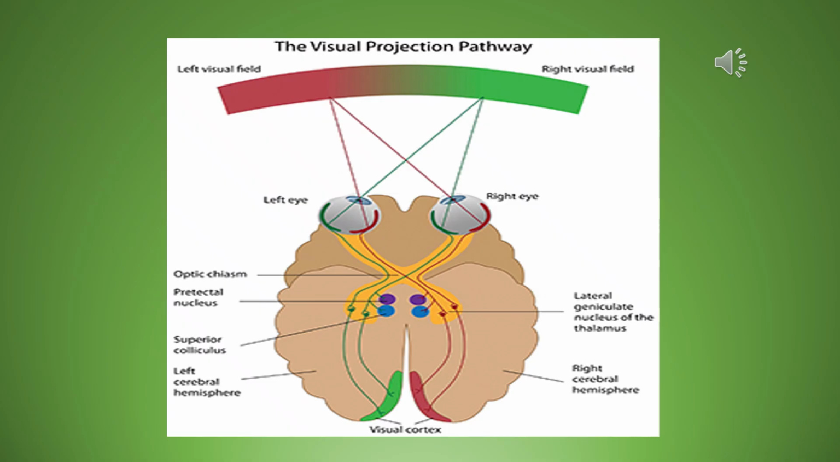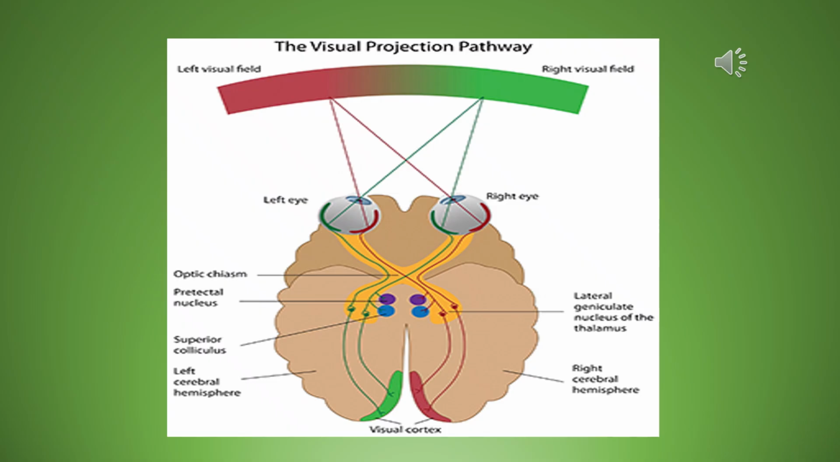The optic radiation will send axons to the visual cortex. The visual cortex is located in the calcarine sulcus of the occipital lobes. That's where we perceive that we have seen something. We then have the visual association areas, which enable us to make sense out of or to identify what we have seen.